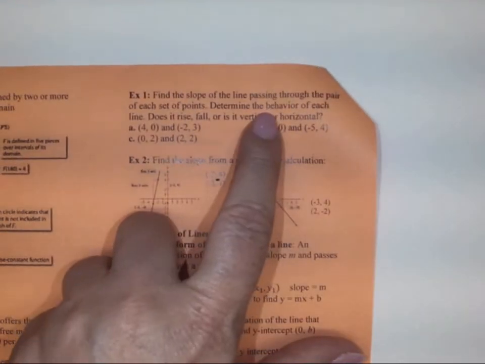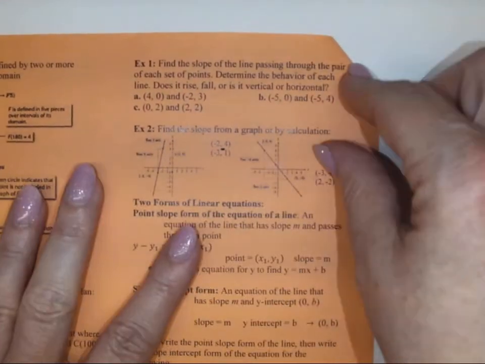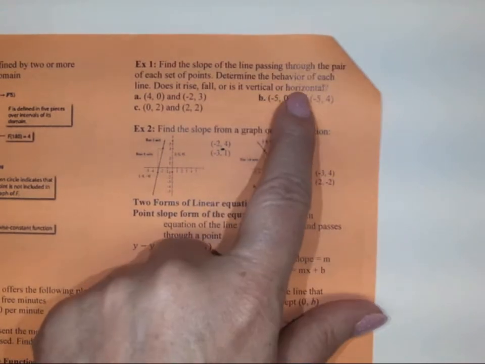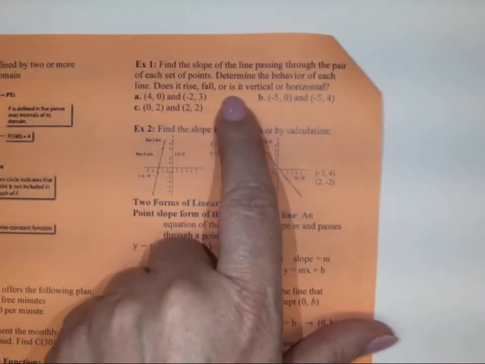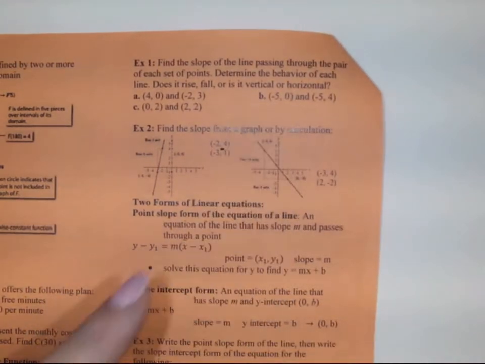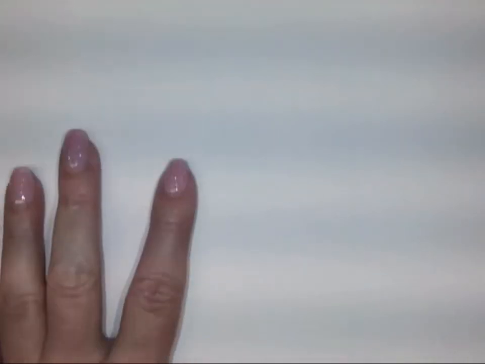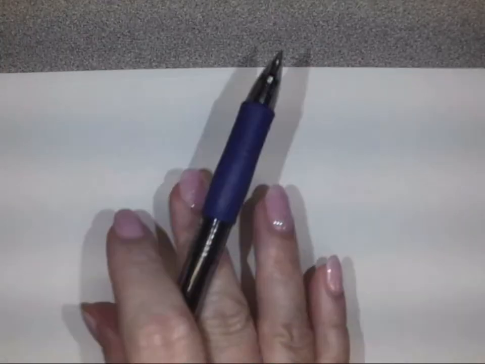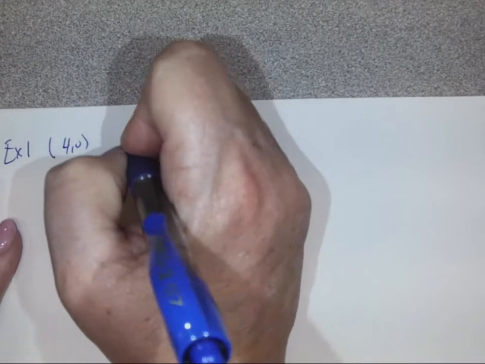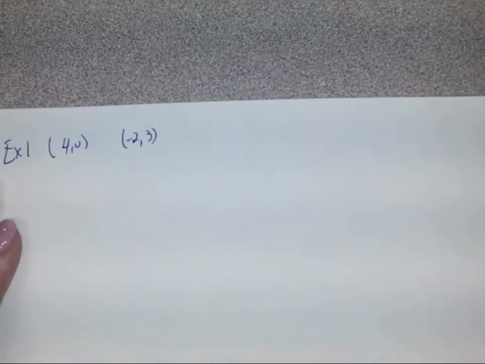All right, so our first question, we're going to find the slope of the line passing through the pair of each set of points. Determine the behavior of each line. Does it rise, fall, or is it vertical or horizontal? So example 1. We are looking at 4, 0 and -2, 3.